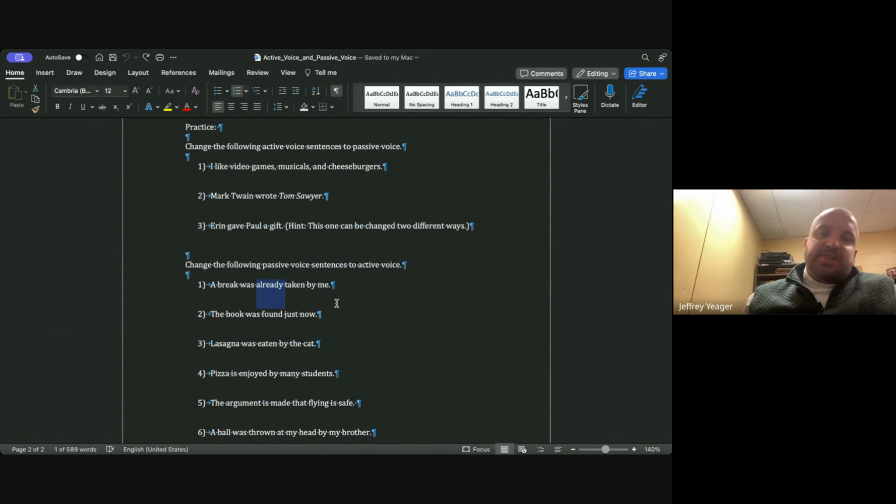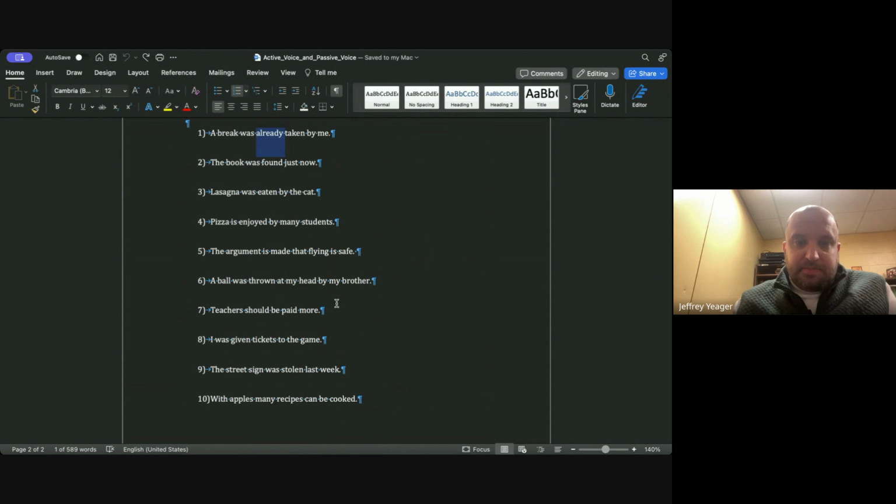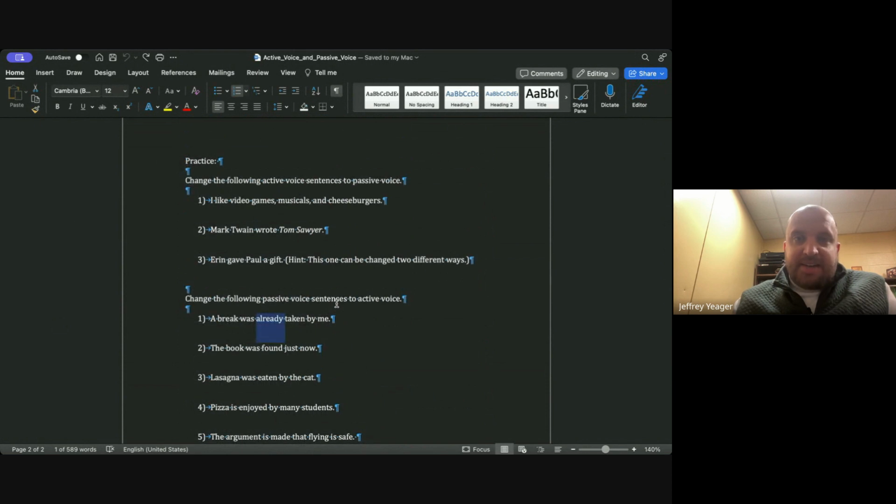The book was found just now. I found the book. Lasagna was eaten by the cat. The cat ate lasagna. Pizza is enjoyed by many students. Many students enjoy pizza. So you guys can kind of get the gist here as far as how you flip them. Changing from active to passive, again, whenever you change from active to passive, you want to add that linking verb in when you flip it.